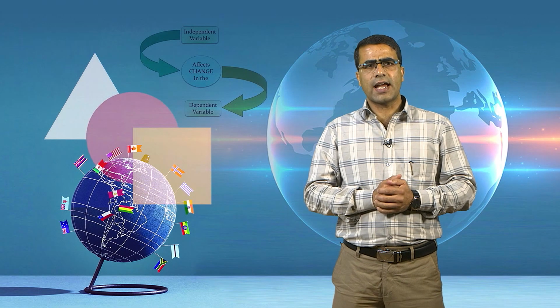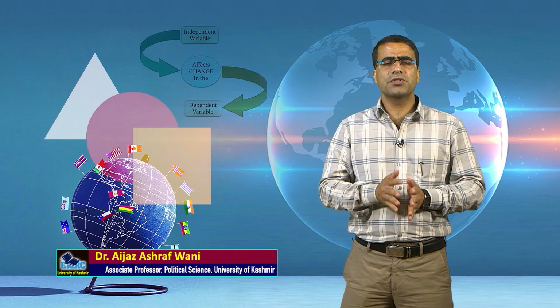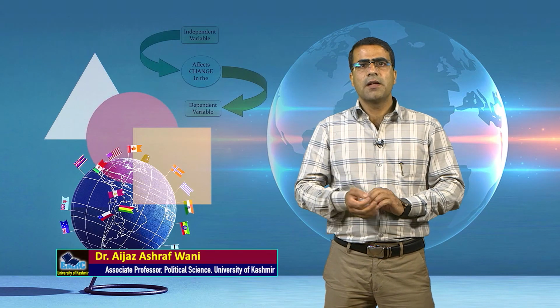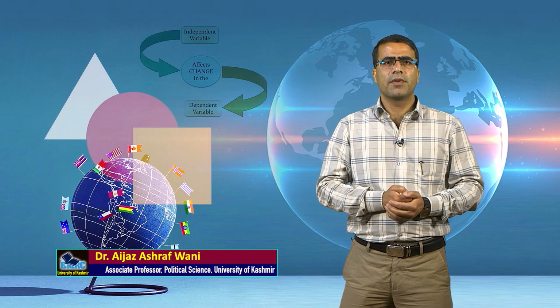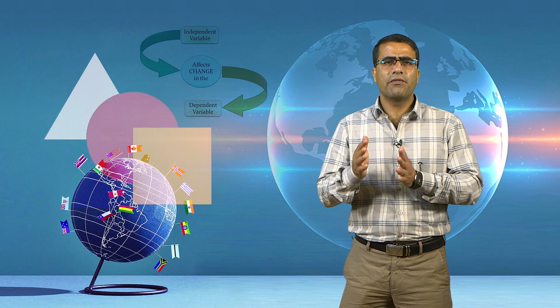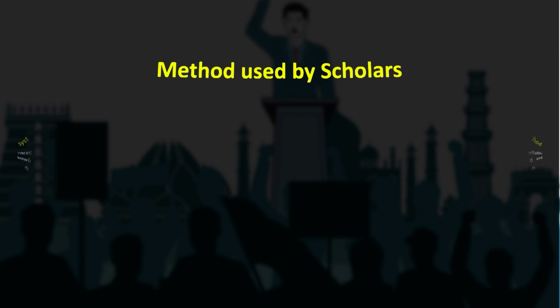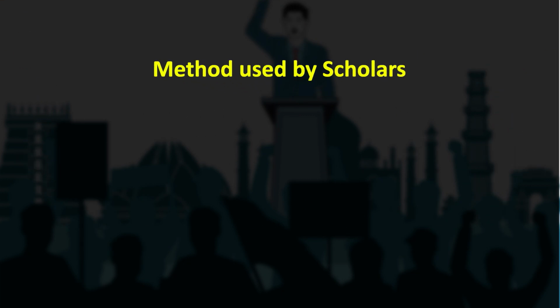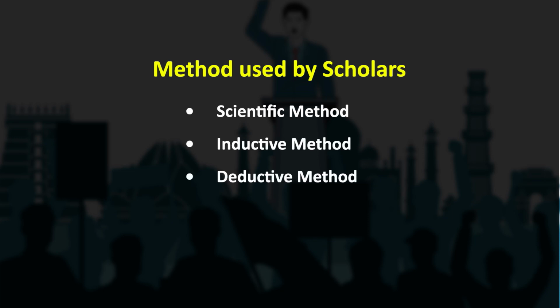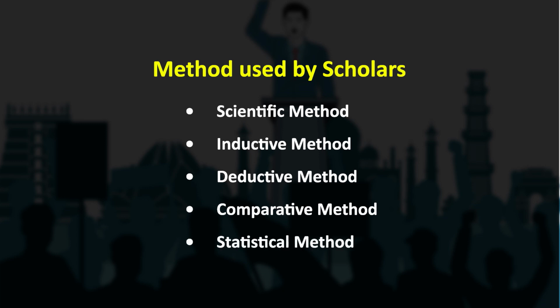In the sphere of social sciences, method and approach are used interchangeably. However, method is a more general term which refers to a particular way of doing something. In a systematic study, method may be defined as the procedure of inquiry by which reliable knowledge could be obtained and reliable conclusions drawn. Examples of method used by scholars for their studies are scientific method, inductive method, deductive method, comparative method, statistical method, and so on.